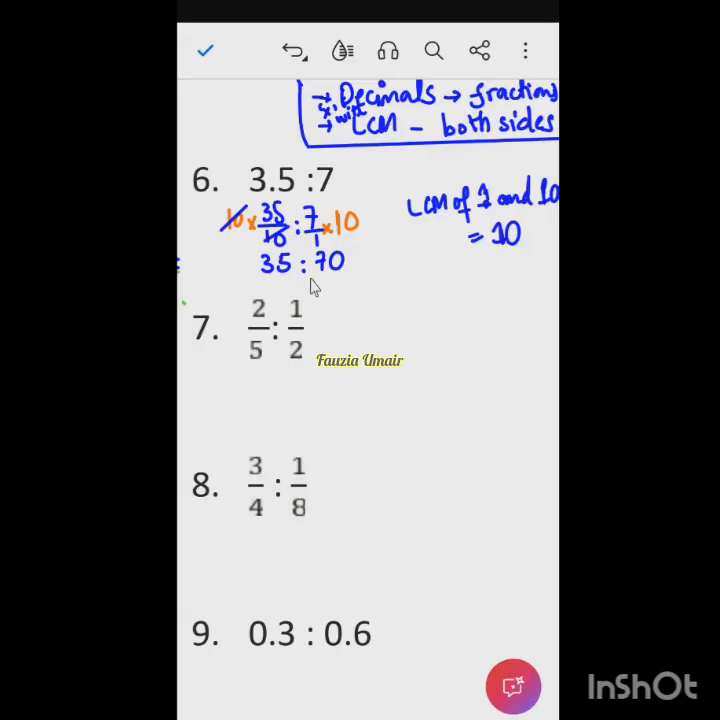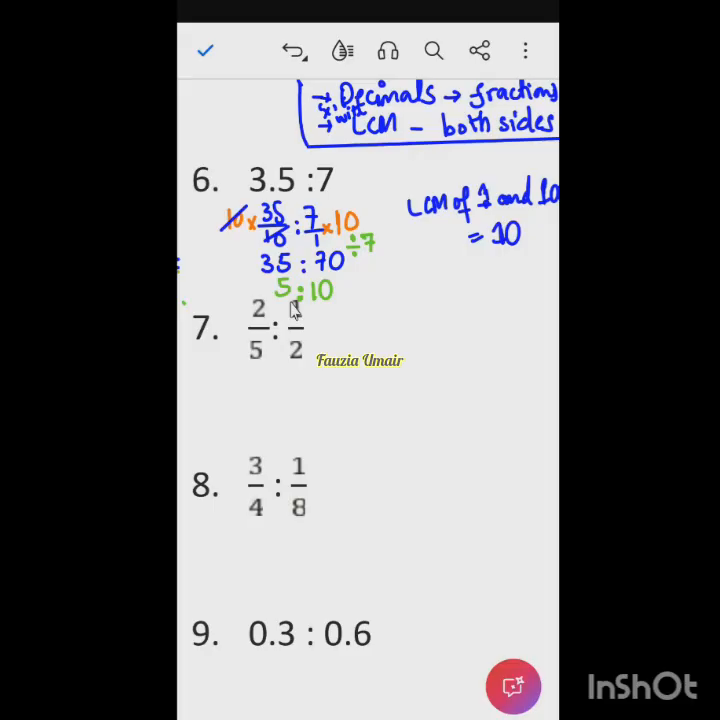Okay, ma'am. So now what to do? 35 ratio 70. Can I divide it with any number? अब हमारे पास क्या बन गया? Yes ma'am, सिंपल इंटीजर्स, होल नंबर्स बन गए. आप किससे डिवाइड कर सकते हैं दोनों को? 7 से कर सकते हैं. अगर 7 से डिवाइड करेंगे तो यहाँ पे क्या आएगा? 5 ratio 10.